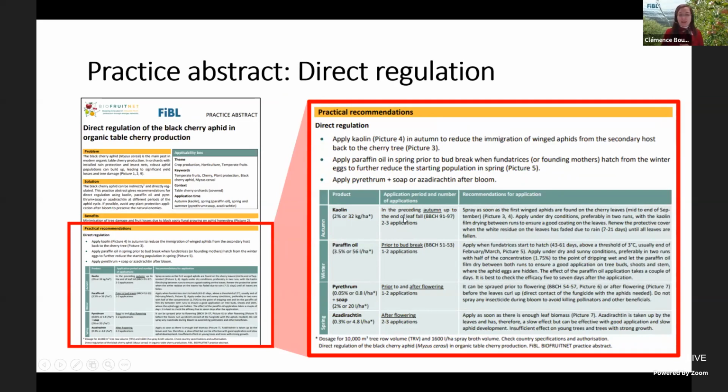And here we added a table with the products that you can use for direct regulation, when to apply them, like which phenological stage, and then recommendations for the application. So for example, for the paraffin oil, but also for the kaolin, good application is really key, that you target every side of the buds or the leaves and have a really good coating.